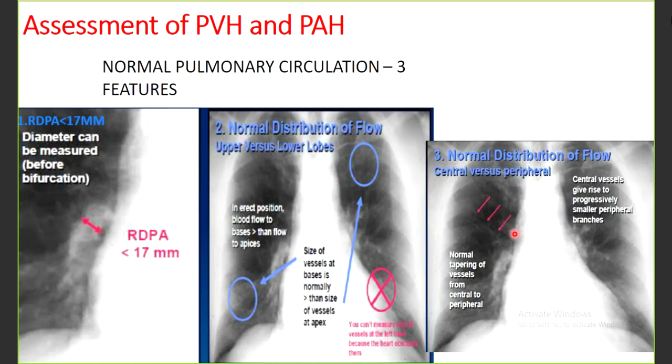Also, if you look at the flow distribution, around the hila, the blood vessels are of adequate size, and when we move more and more peripherally, the vessels are tapering. And in the distalmost third, the vessels are very, very diminutive.